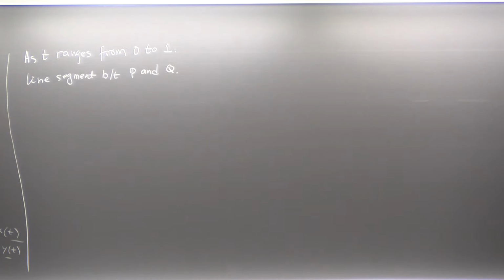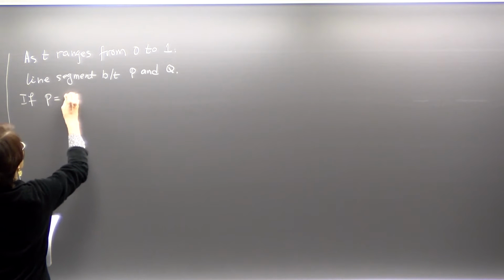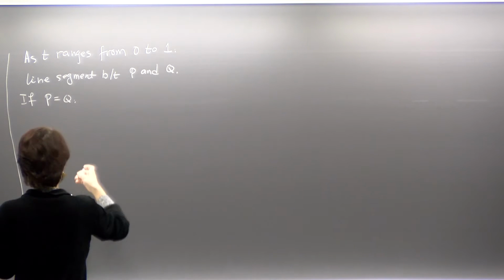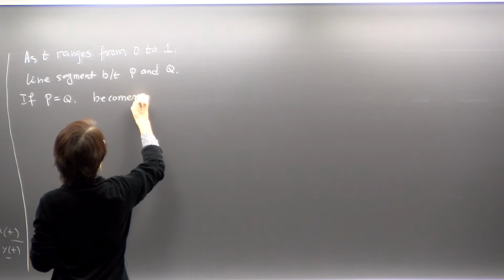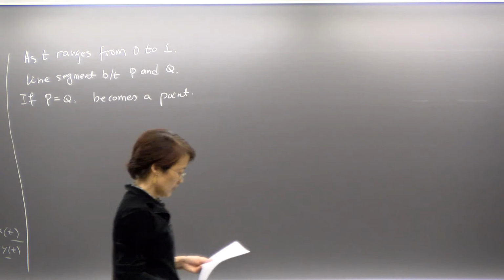Okay, and then in the special case, if p equals q and I have the 2 points that are the same point, then this segment shrinks down to a point, and you just stay at the point and you don't move. Is that clear? Okay, this becomes a point, the same point, p or q is the same.